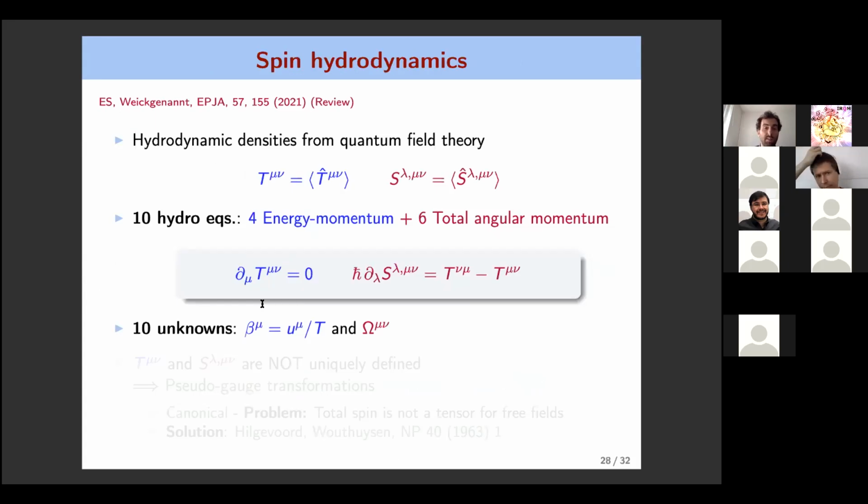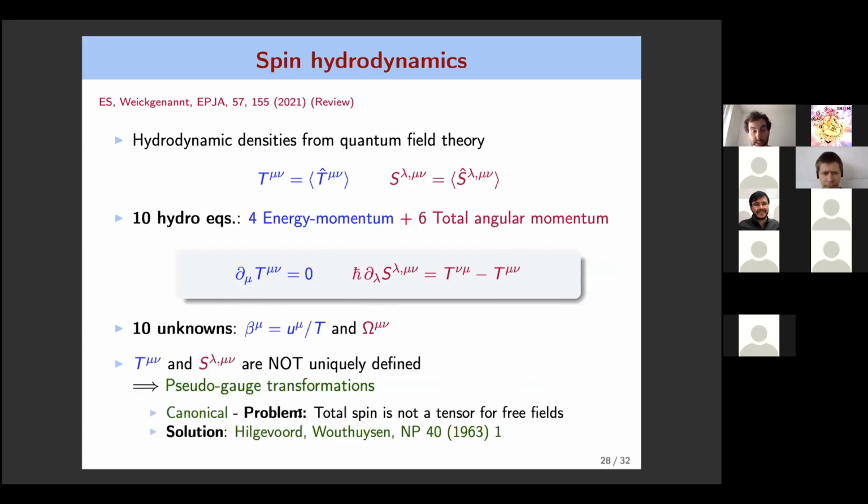Anyway, once we establish this, what we mean by spin hydrodynamics is that instead of only energy momentum conservation, we also include as a dynamical variable the conservation of total angular momentum, or the non-conservation of the spin tensor, which are the same thing. And the unknowns are the beta fields and this new spin potential. And again, what I said is not uniquely defined. In our work, we use a specific choice for the energy momentum tensor and spin tensor, which are these Hilgevoord and Wouthuysen, because the canonical spin tensor is indeed not a real tensor in the meaning of Lorentz transformations.